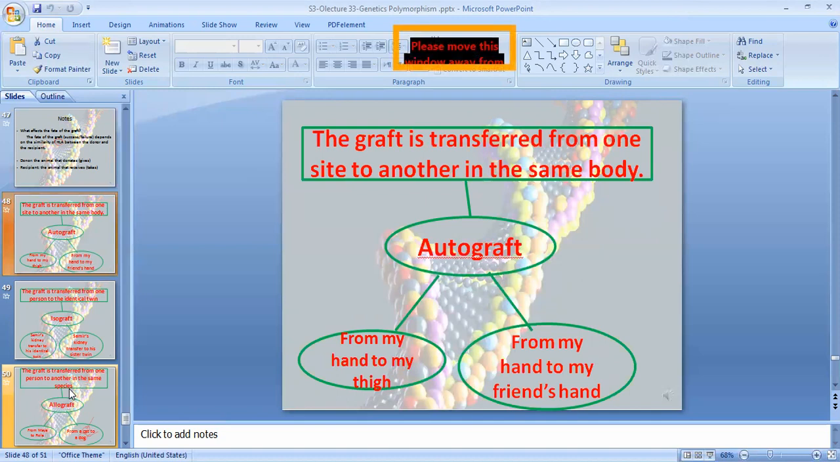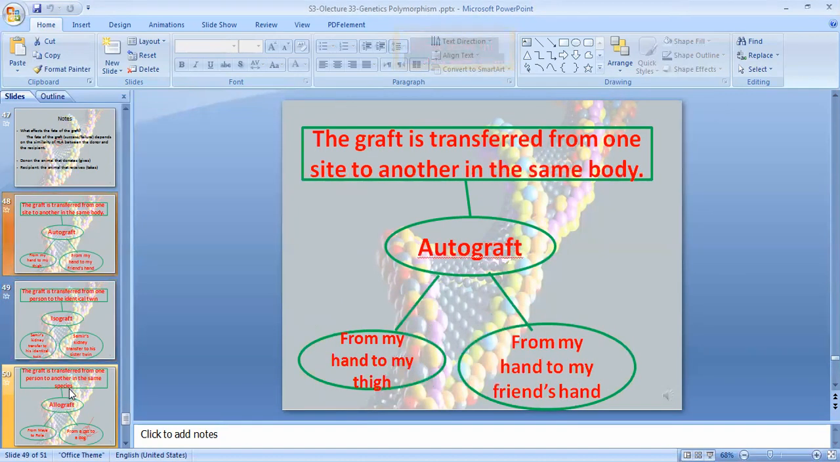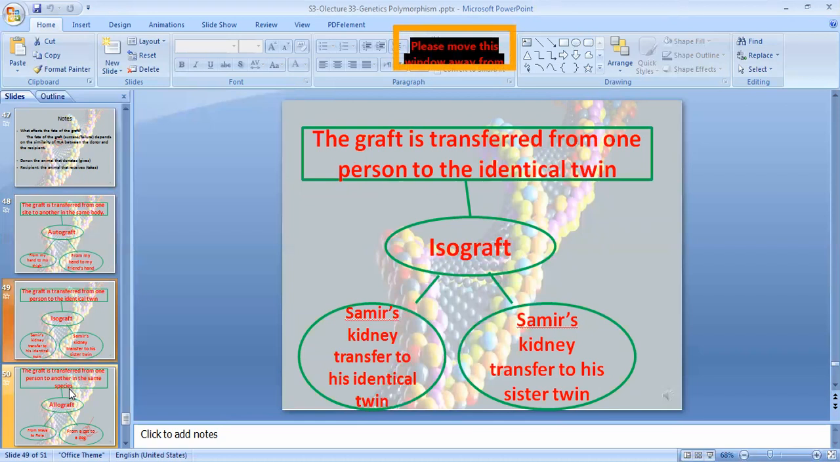Autograft, the graft is transferred from one side to another in the same body, and the isograft is done between two identical twins. These two identical twins surely carry identical HLA. So these two, autograft and isograft, are accepted. Why? Because the cells of the same body have identical HLA. So autograft is accepted. Second, isograft is accepted since identical twins have identical HLA.